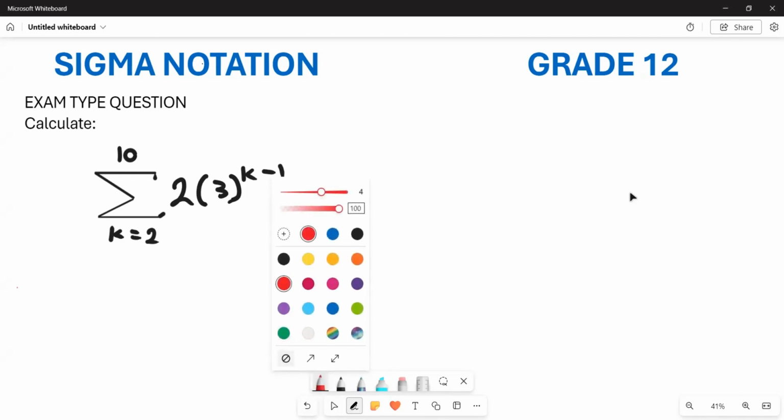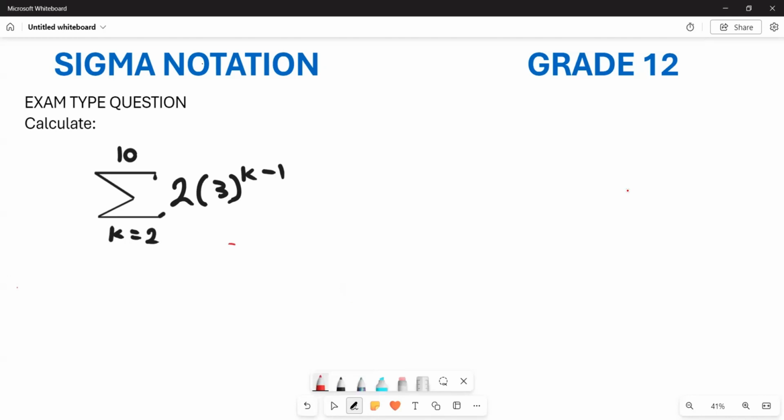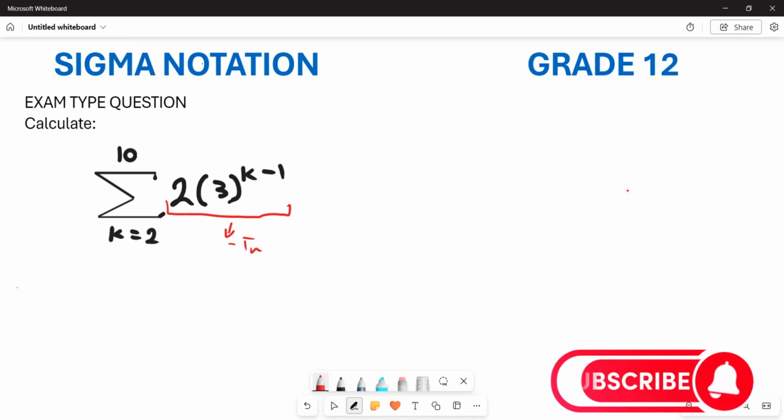Now, rule number one, whenever you are solving for sigma notation, the first thing that you need to take note of is that what you are given here represents the Tn. This is the Tn of this particular series or sequence that you are given. So that's the first thing that you need to take note of.